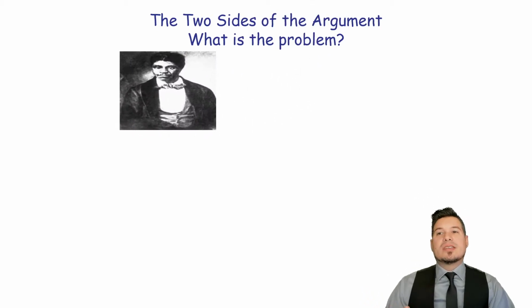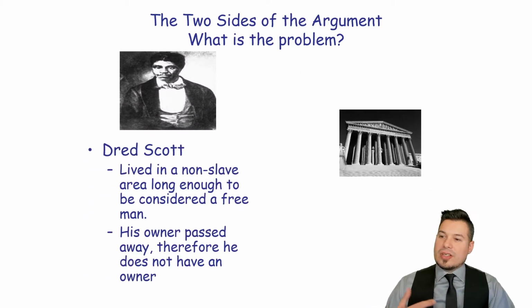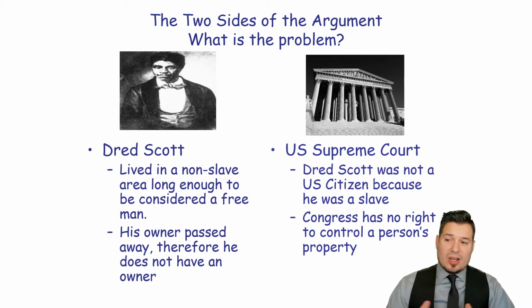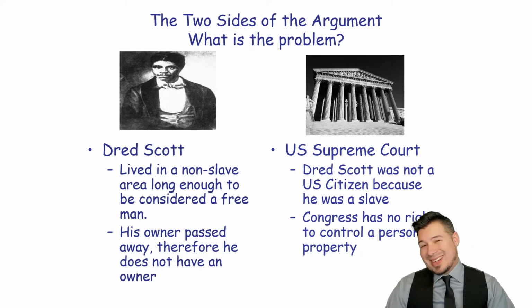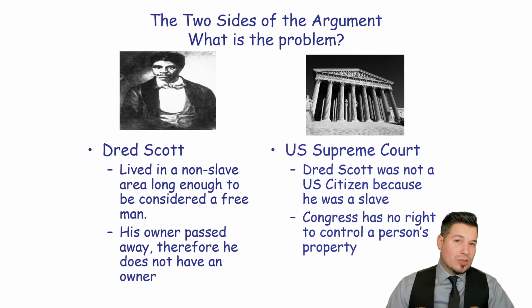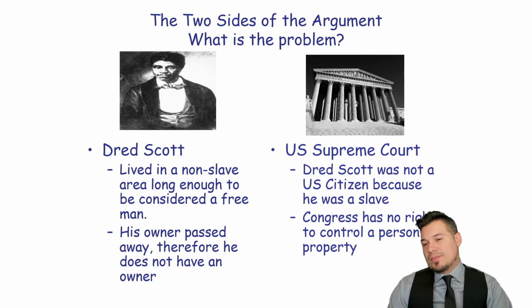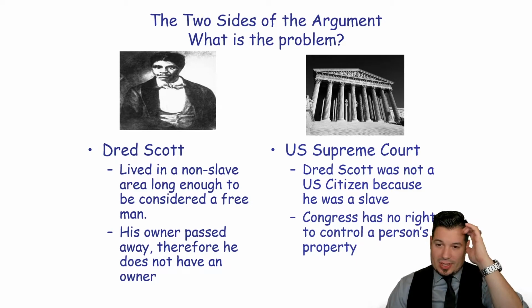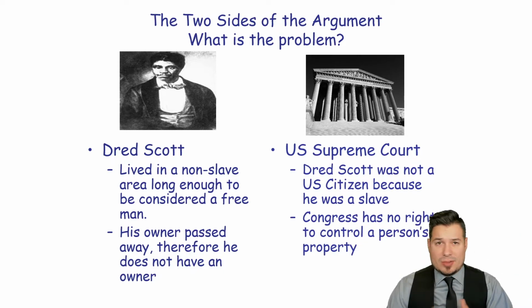So there's two sides of this argument, right? You have Dred Scott's side, who said he lived in a non-slave area long enough to be considered a free man. His owner passed away, therefore he does not have an owner, technically, although he was willed to another person. And then you have the U.S. Supreme Court saying that Dred Scott's not a citizen because he was a slave, and that Congress has no right to control a person's property.